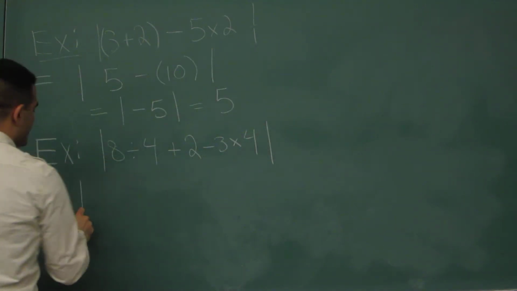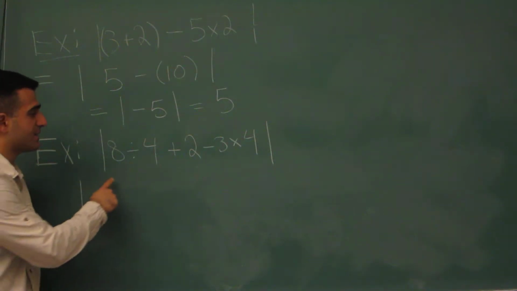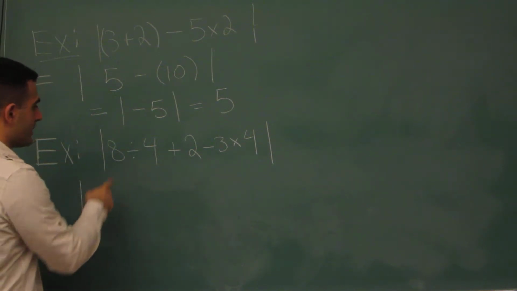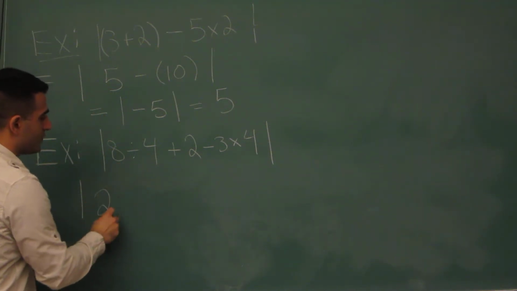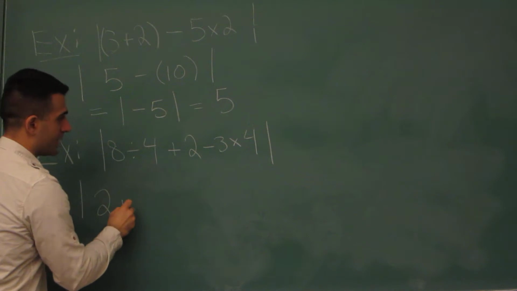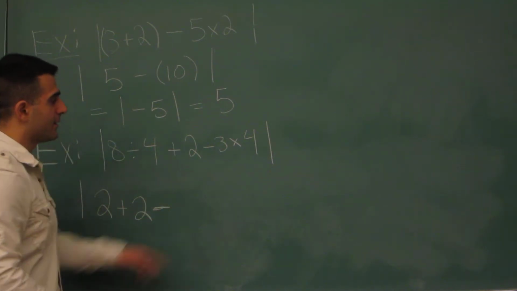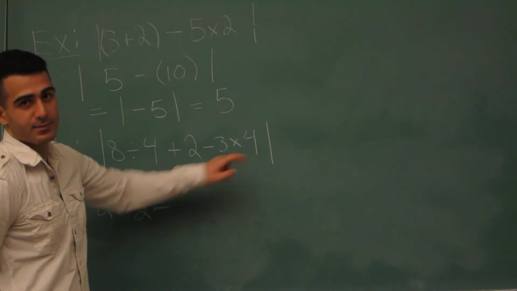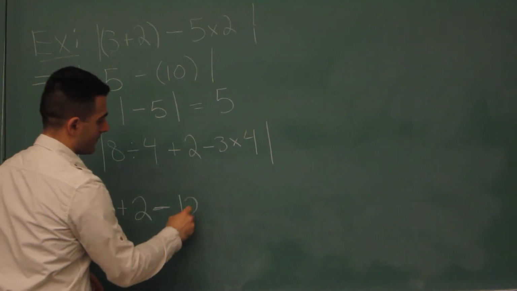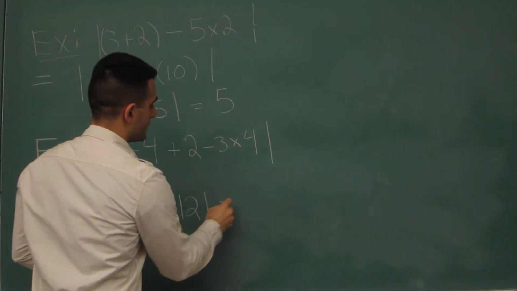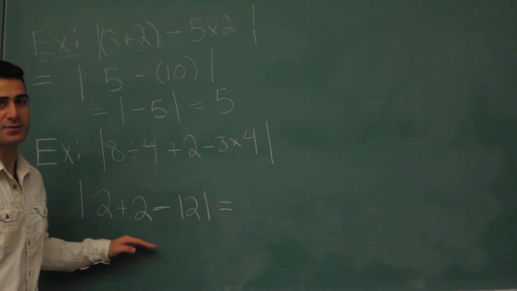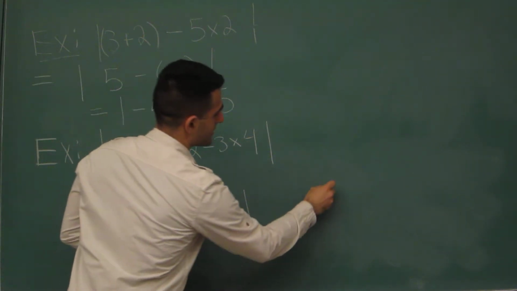We're going to keep the absolute value symbol because we can still simplify the expression. So 8 divided by 4 is 2, plus 2 minus, what is 3 times 4? That's 12. Now we go to the next step. We keep the absolute value because we can still simplify.